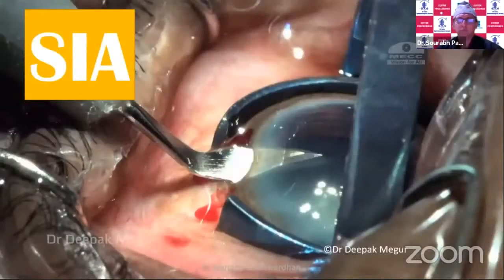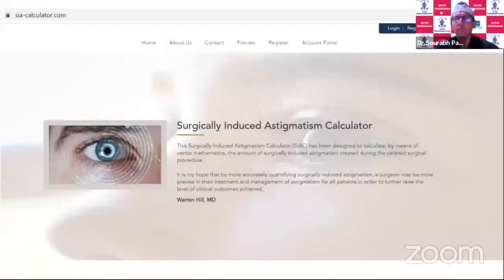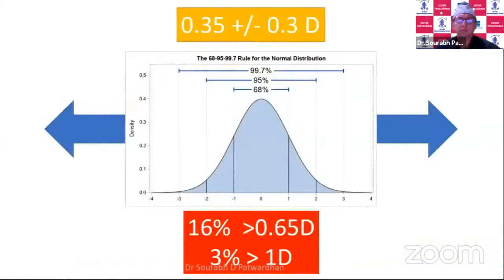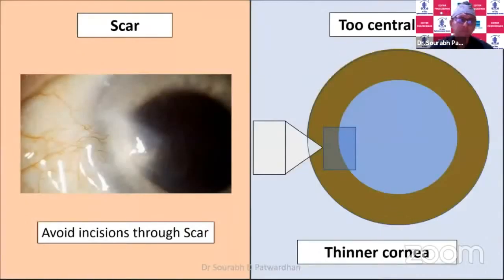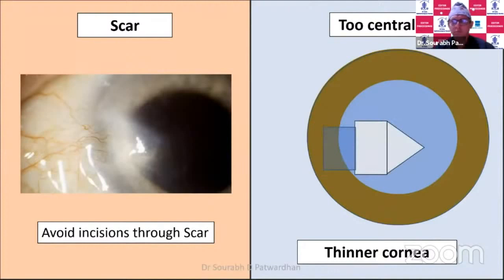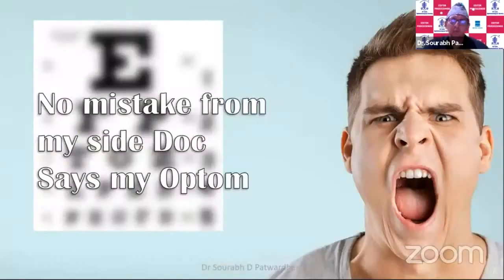Also have a look at surgically induced astigmatism. If you haven't calculated it, use this website to calculate your SIA. But remember, SIA is just a mean of different values, and there will be outliers. Particularly in cases where you have taken the incision right through a scar, or you are operating on a thinner cornea and you have made an incision which is too central, you may have erroneously high SIA. So in the post-operative period, you have to check whether that was one of the causes for the surprise.